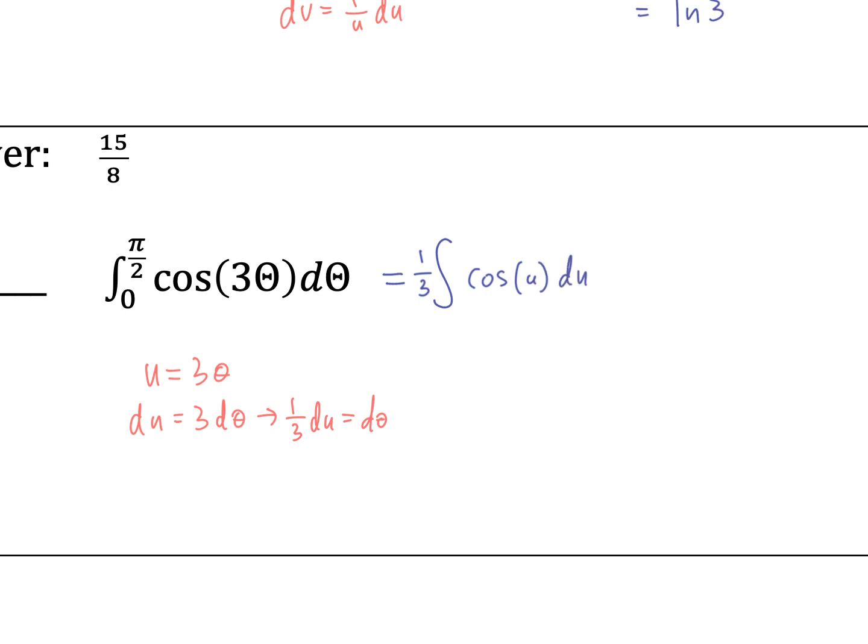Okay, we'll get our limits. So we'll do u of the top limit, u of the bottom limit. Okay, so plug in pi over 2, you get 3 pi over 2. Plug in 0, you get 0.